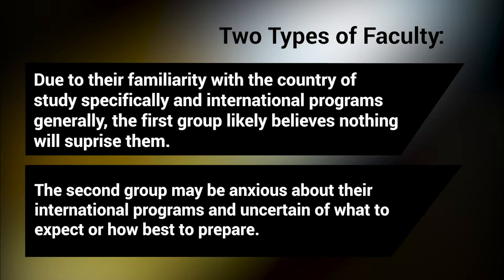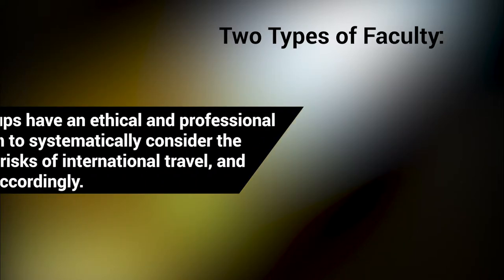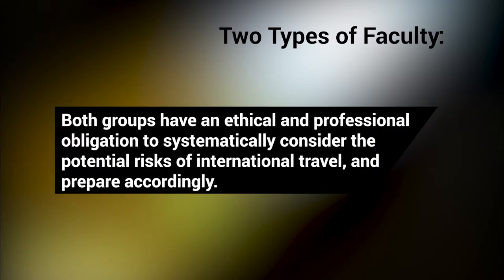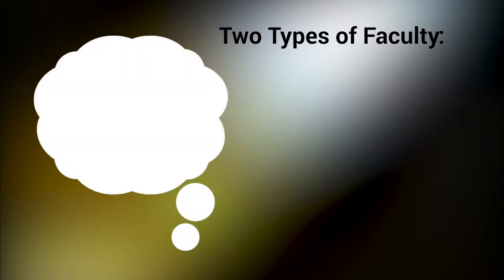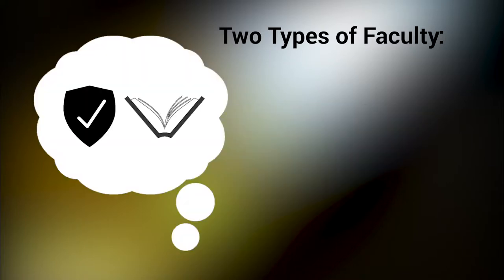Conversely, the second group may be anxious about their international program and uncertain of what to expect or how best to prepare. Regardless of these different points of departure and perspective, both groups have an ethical and professional obligation to systematically consider the potential risks of international travel and prepare accordingly. They must also both be prepared for potential challenges or emergencies that could occur during their international travel and understand how to respond to such situations with student safety and university policy in mind.